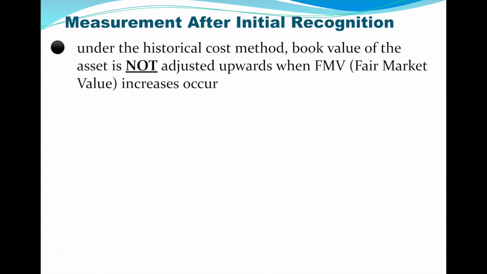So, measurement after initial recognition. Under the historical cost method, the book value of the asset is not adjusted upwards when fair market value increases occur. Remember, we always go by the historical cost method. The only time we use fair market value is if the fair market value is less than the historical cost of getting it. Remember, we're always being conservative.